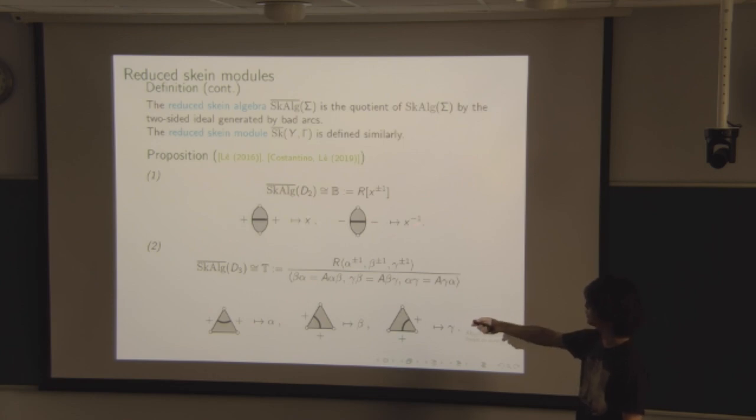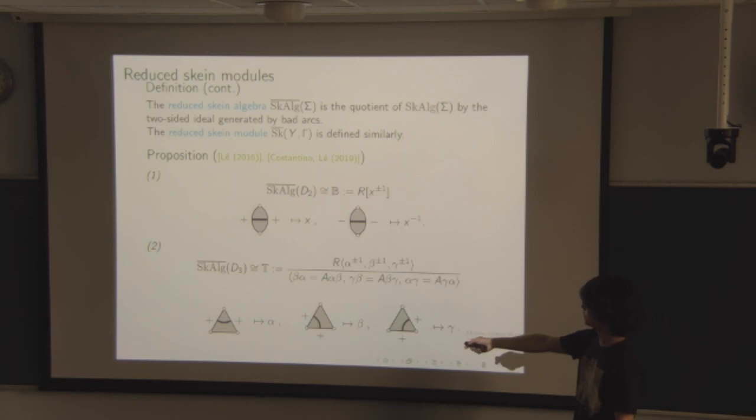And this one variable can be represented by a tangle that's just a straight line connecting the two boundary intervals with signs plus plus. Its inverse is the one with signs minus minus. The ones with, say, plus minus or minus plus get killed because those are bad arcs.